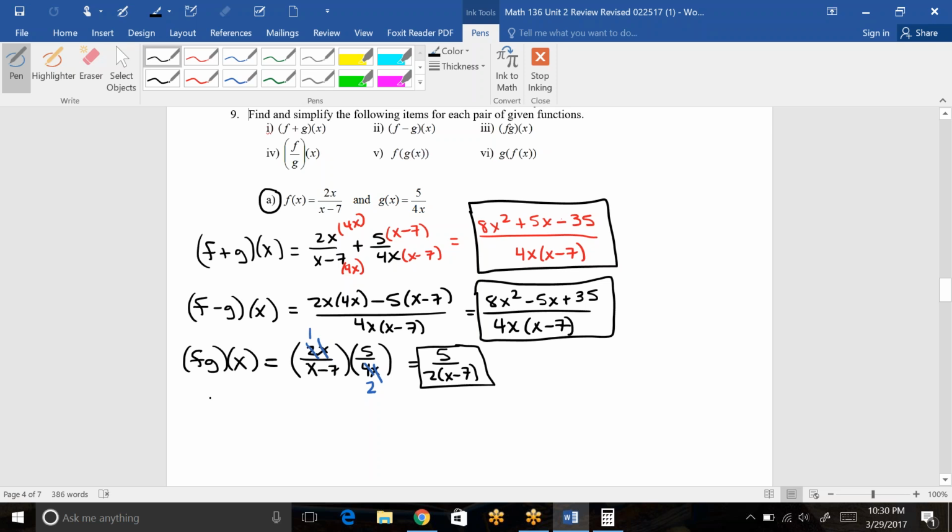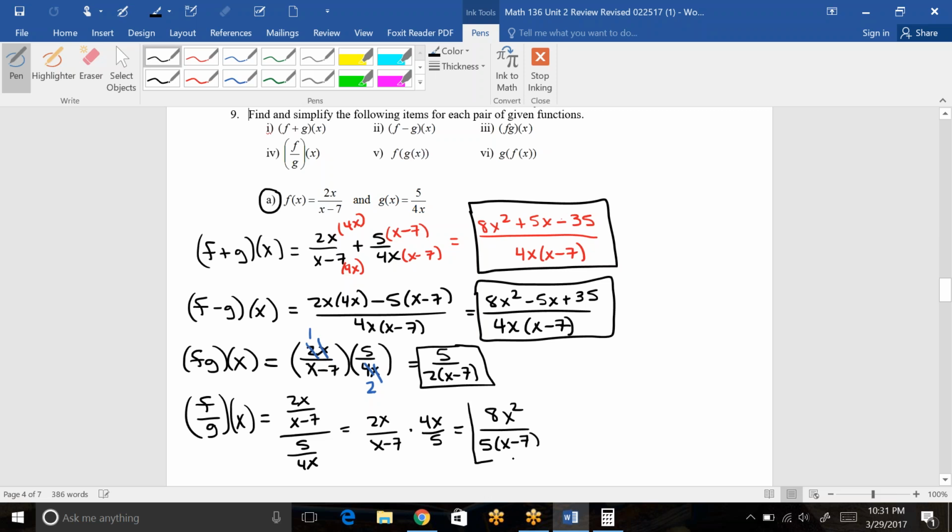The next one is division. So we stack these as 2x over x minus 7 all over 5 over 4x. This would be 2x over x minus 7 times 4x over 5. Now I don't have anything to cross cancel because 2 and 5 don't have anything in common. So I just go ahead and multiply. This would be 8x squared over 5 parentheses x minus 7. So there's the division step.